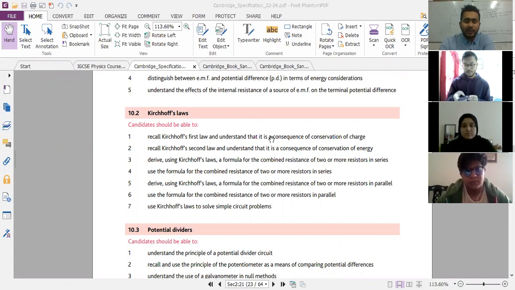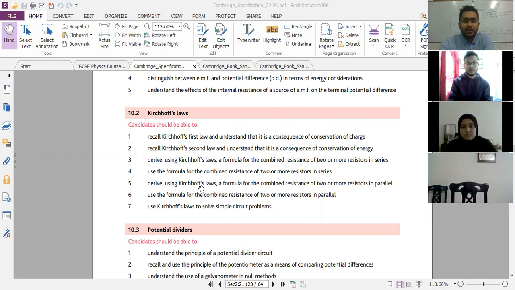Very important. The word is consequence. Remember it: the first law of Kashaf is a consequence of conservation of charge. Second, recall Kashaf's second law and understand that it is a consequence of conservation of energy. Derive using Kashaf's law a formula for the combined resistance of two or more resistors in series. Use the formula for the combined resistance of two or more resistors in series.